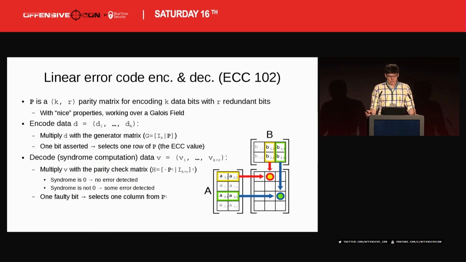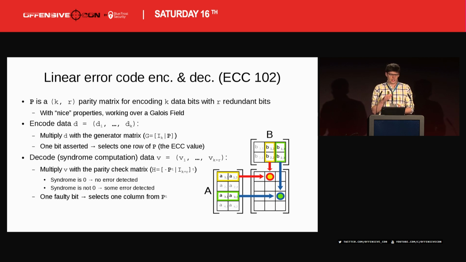Let's see. This is the ECC 102. I hope you don't get scared. So we have this parity matrix, which is a matrix used to encode and decode the data that the CPU writes and reads. This is a construction that has nice properties and that is easy to implement in hardware. Most of the time things are implemented with a XOR operation.